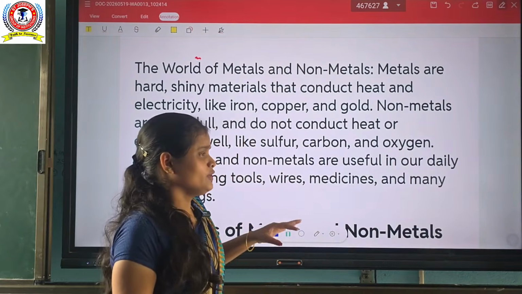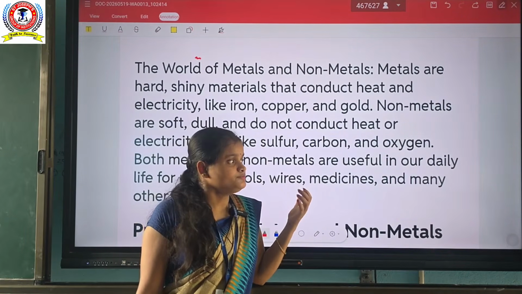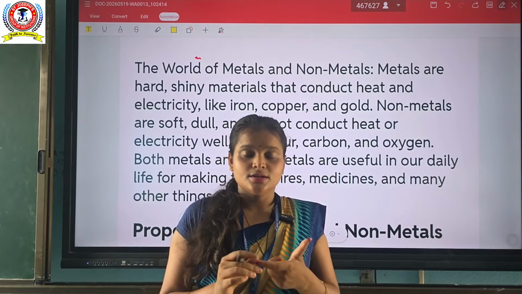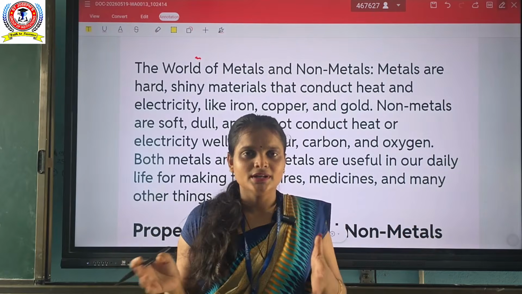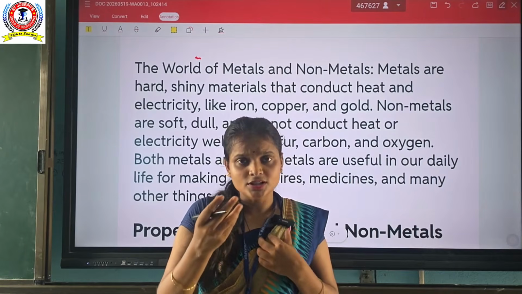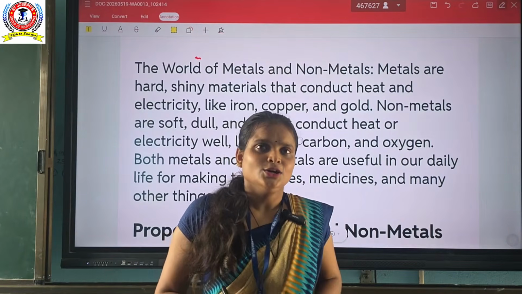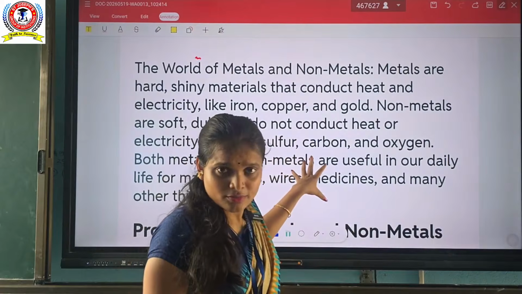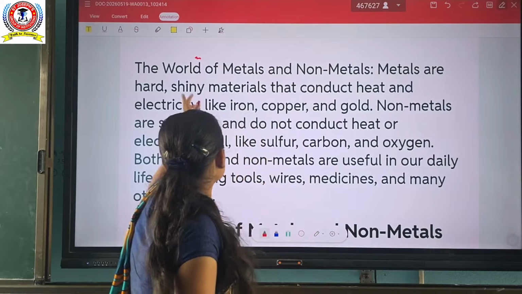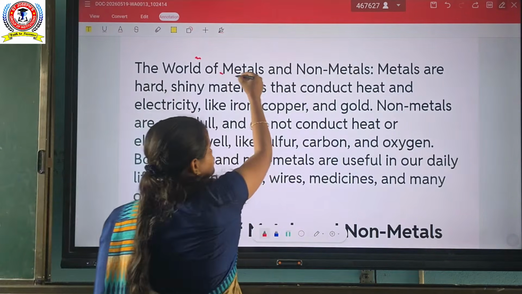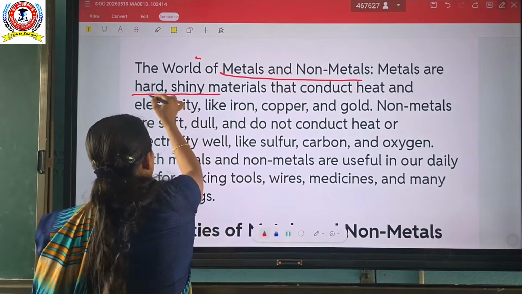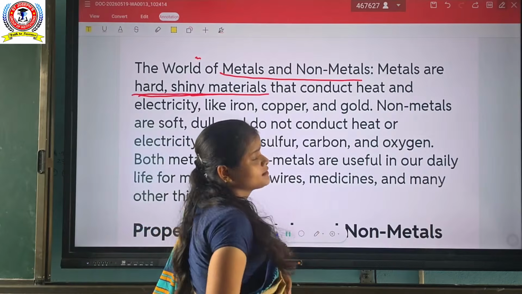So in this chapter, we will discuss what is metal, what is non-metal, what are their properties, like physical and chemical properties, how they react with water, react with other substances, react with air. So first of all, we will know about what is metal and non-metals. Then after that we discuss their physical properties. Okay. So here, write that the word metal and non-metals, hard, shine. First of all, metals are hard, shiny material.